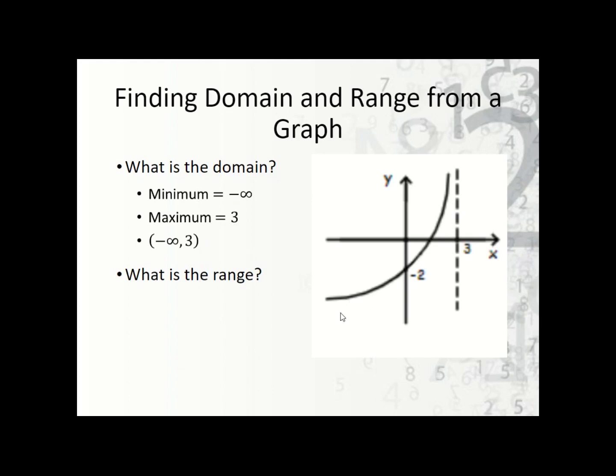Now here, our range. Well, we can see that the range stops and has a lower boundary right here. And we're going to call that maybe negative 3. If this is negative 2, this is about negative 3. So we'll call that about negative 3. And it goes on to infinity. So the minimum is negative 3. The maximum is infinity. Negative 3 is not included. Infinity is not included. So it would be negative 3 comma infinity with parentheses around it.